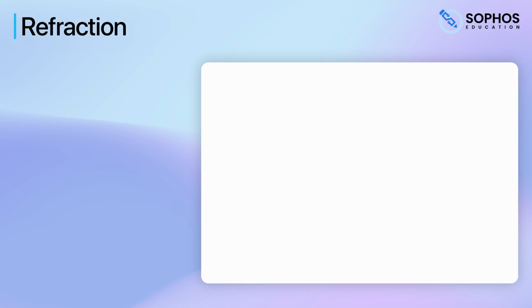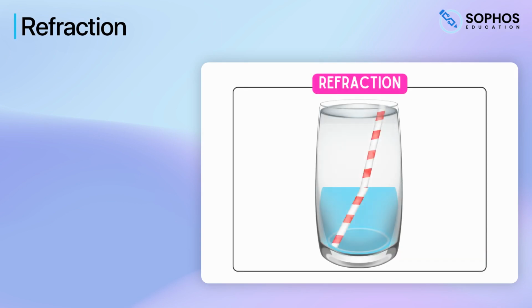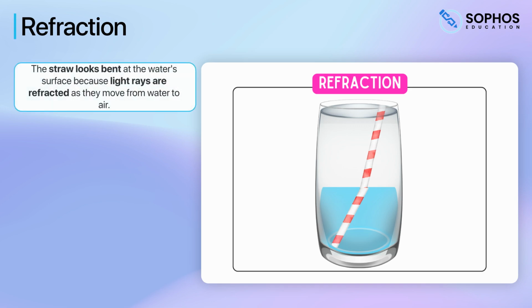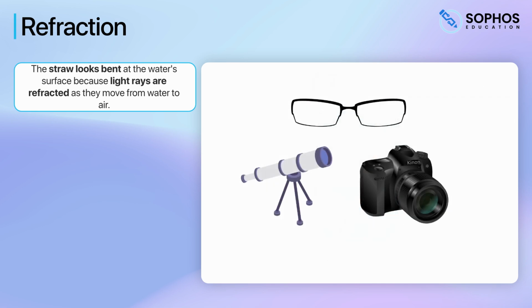To see refraction in action, think about a straw in a glass of water. The straw looks bent at the water's surface because light rays are refracted as they move from water to air. Understanding refraction is crucial in designing lenses for glasses, cameras, and telescopes. The phenomenon is also fundamental in the process of focusing light to a point, which is essential for vision correction and various optical devices.